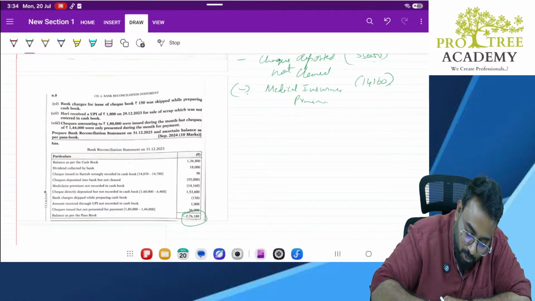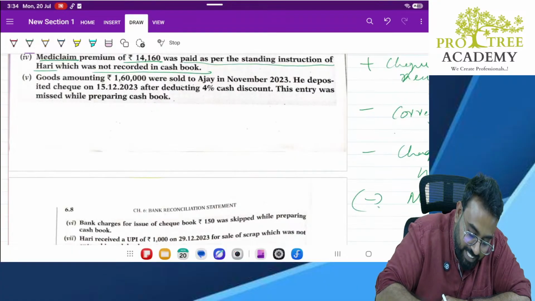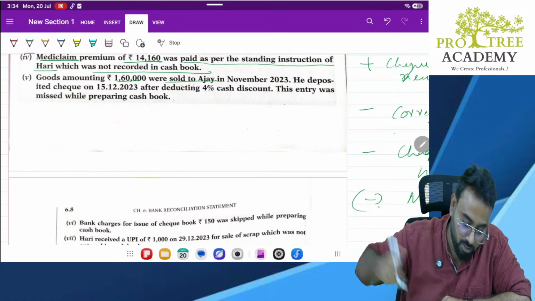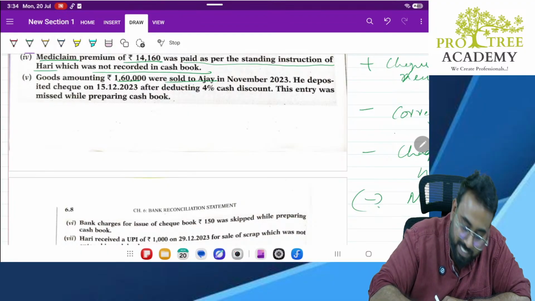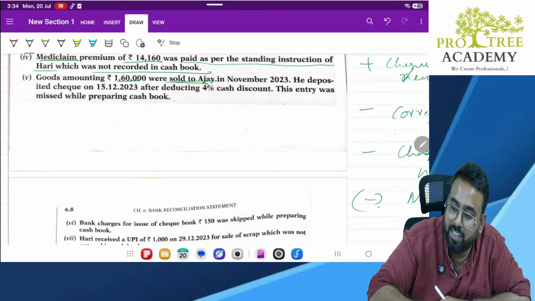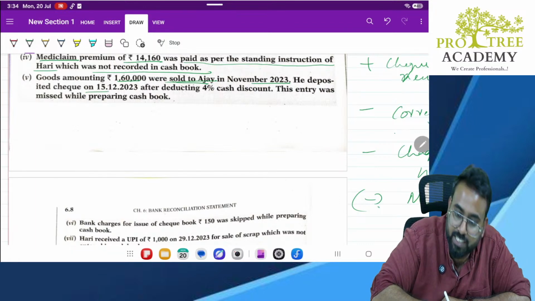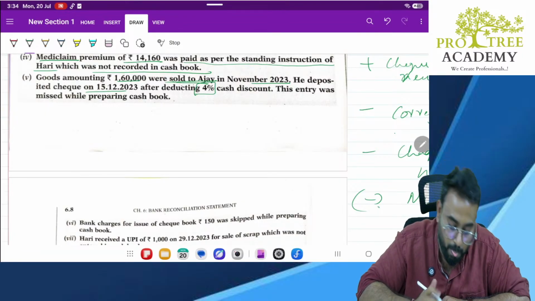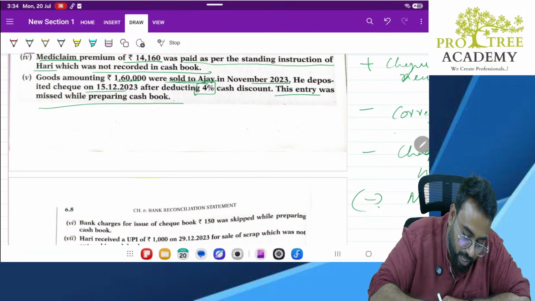Goods amounting to 1,60,000 was sold to Ajay in November 2023. He deposited the check on 15th December after deducting 4% cash discount. The entry was missed while preparing the cash book.